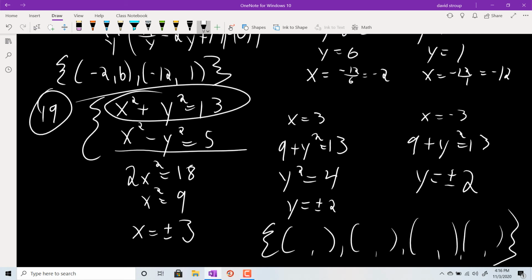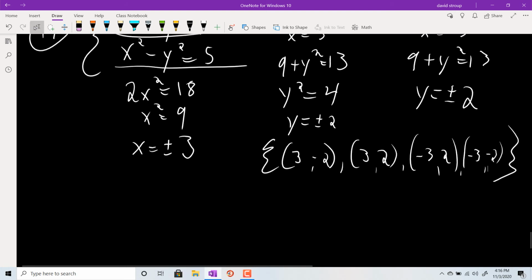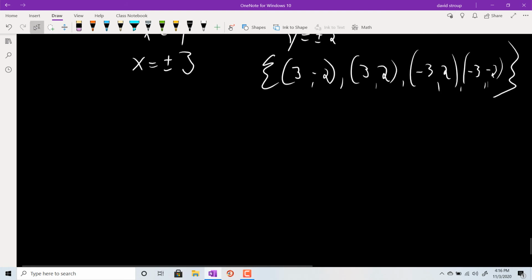So the first ordered pair, 3, negative 2, and then 3, 2, and then negative 3, 2, and negative 3, negative 2. And I'm going to look back and check them. The squares always have to equal 13. The square of the coordinates equals 13. So 9 plus 4, every time 9 plus 4 will equal 13. Then the difference of the squares has to equal 5. 9 minus 4, 9 minus 4, 9 minus 4. They all work. Okay, so we've got 4 solutions.